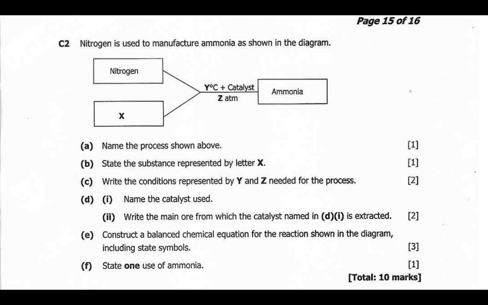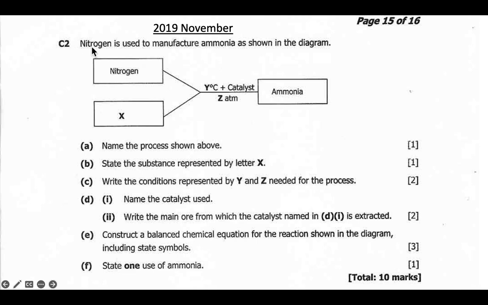So for today we'll be looking at the Haber process, okay? The process of manufacturing ammonia. This is one of the methods used mostly in industries when they are manufacturing ammonia. All right, so let's study the diagram, okay? This question was taken from 2019 November.